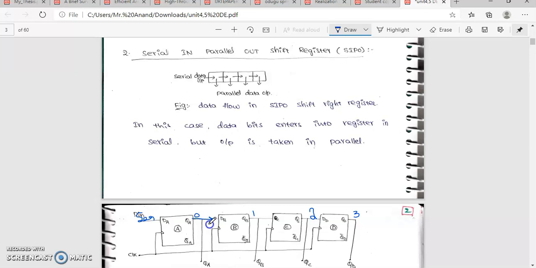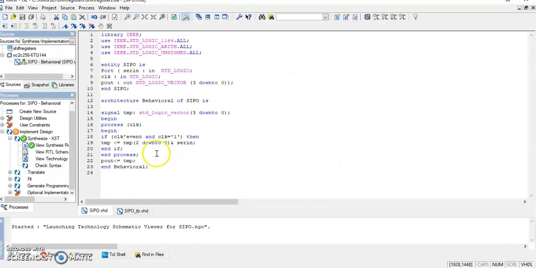So now we are using a temporary variable. Okay, so this TMP of 0 goes to TMP of 1, and then this TMP of 1 goes to 2, and 2 to 3, along with serial input data. That is what we are showing over here.